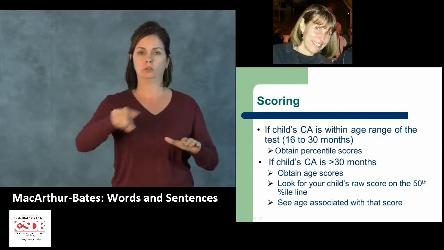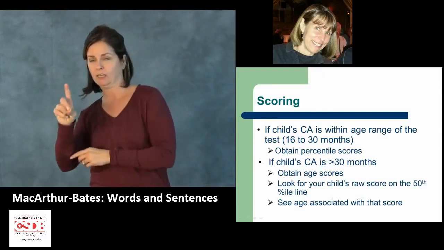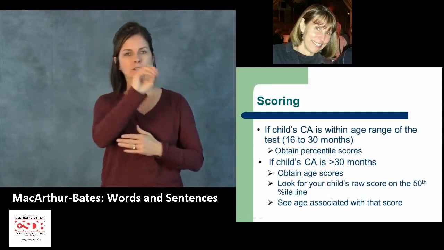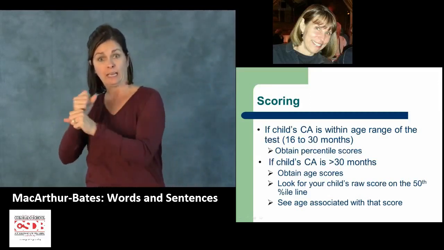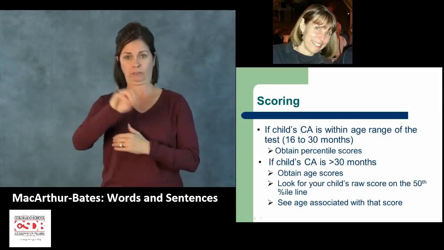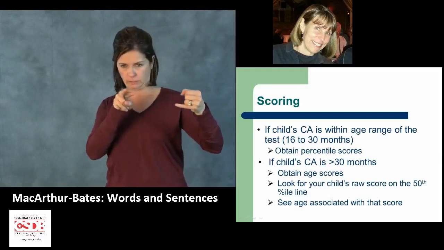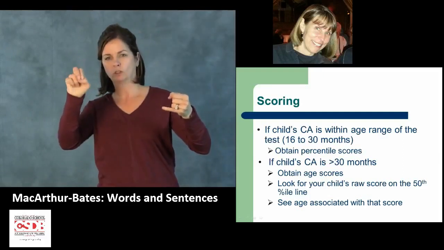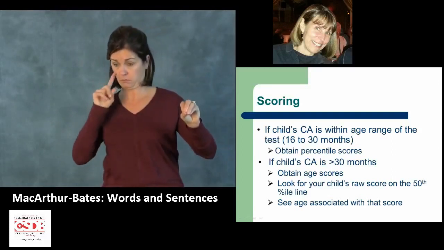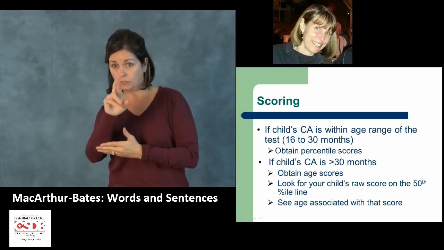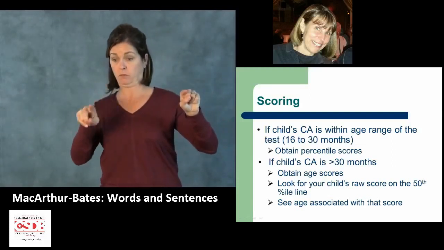If you give it to an older child who has a language delay, you're not able to look up the percentile ranks because the percentile tables only go out to 30 months of age, but you can still obtain an age score. The way you would do this is you would look at the percentile tables and find the 50th percentile line. Follow that line across until you get to your child's raw score. So in other words, the number of words that they're able to produce. Once you find the raw score that is closest to your child's raw score on that 50th percentile line, you just follow the column straight up, and that gives you the child's age score.